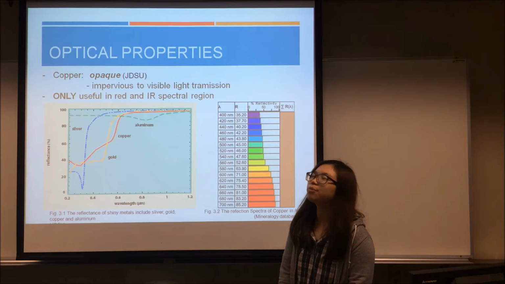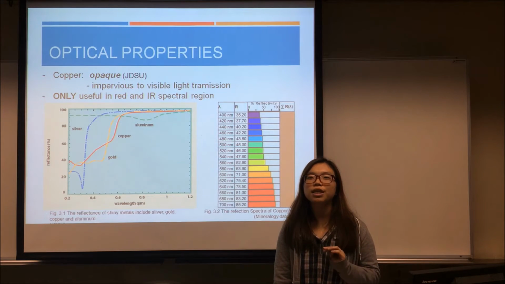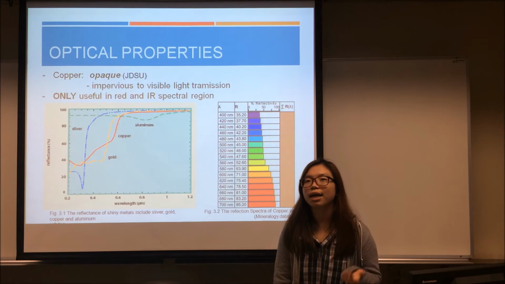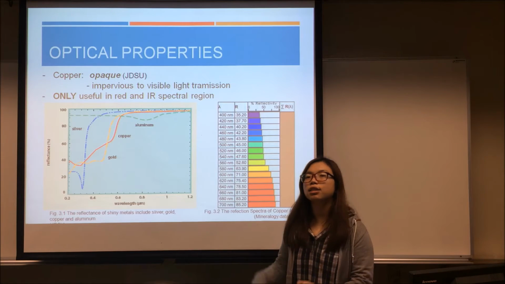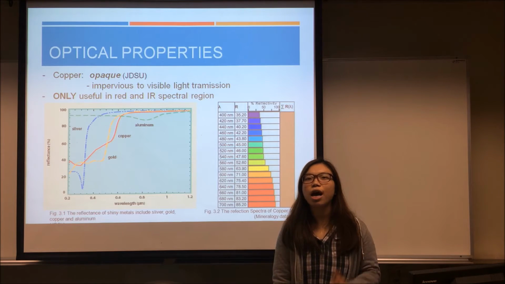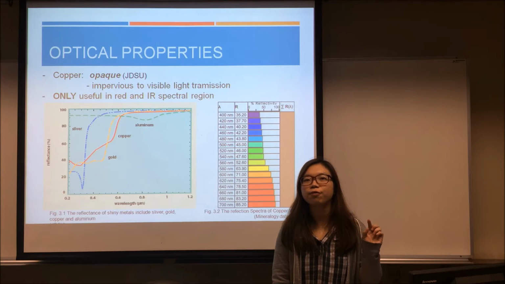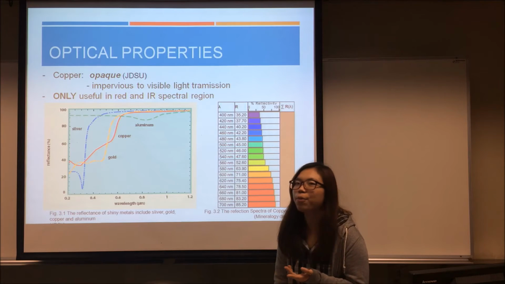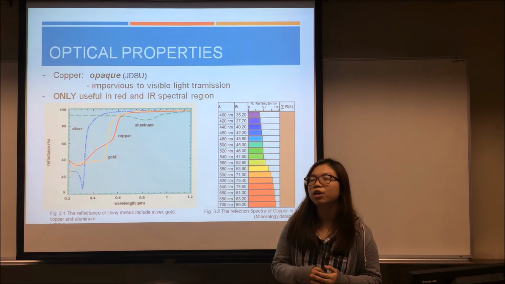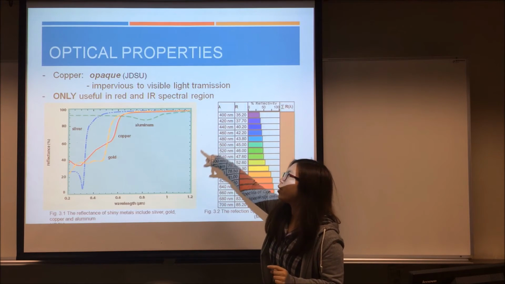Now moving to the optical properties. Optical property refers to the response of a material towards electromagnetic radiation and visible light. So let us look at the optical property of copper. Copper, similar to other metals, is opaque, that is, it is impervious to visible light transmission. However, copper is reflective in the red and infrared spectrum regions, as shown in this figure.